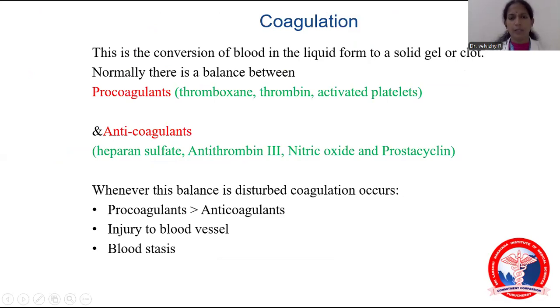What is meant by coagulation? This is the conversion of blood from liquid form to a solid form, or if the blood clots, it is called coagulation. Normally the blood inside the vessel remains in a fluid state. This is due to a balance between procoagulants and anticoagulants, which we normally have in our body. Examples of procoagulants are thromboxane, thrombin, and activated platelets. Anticoagulants include heparan sulfate, antithrombin 3, nitric oxide, and prostacyclin.